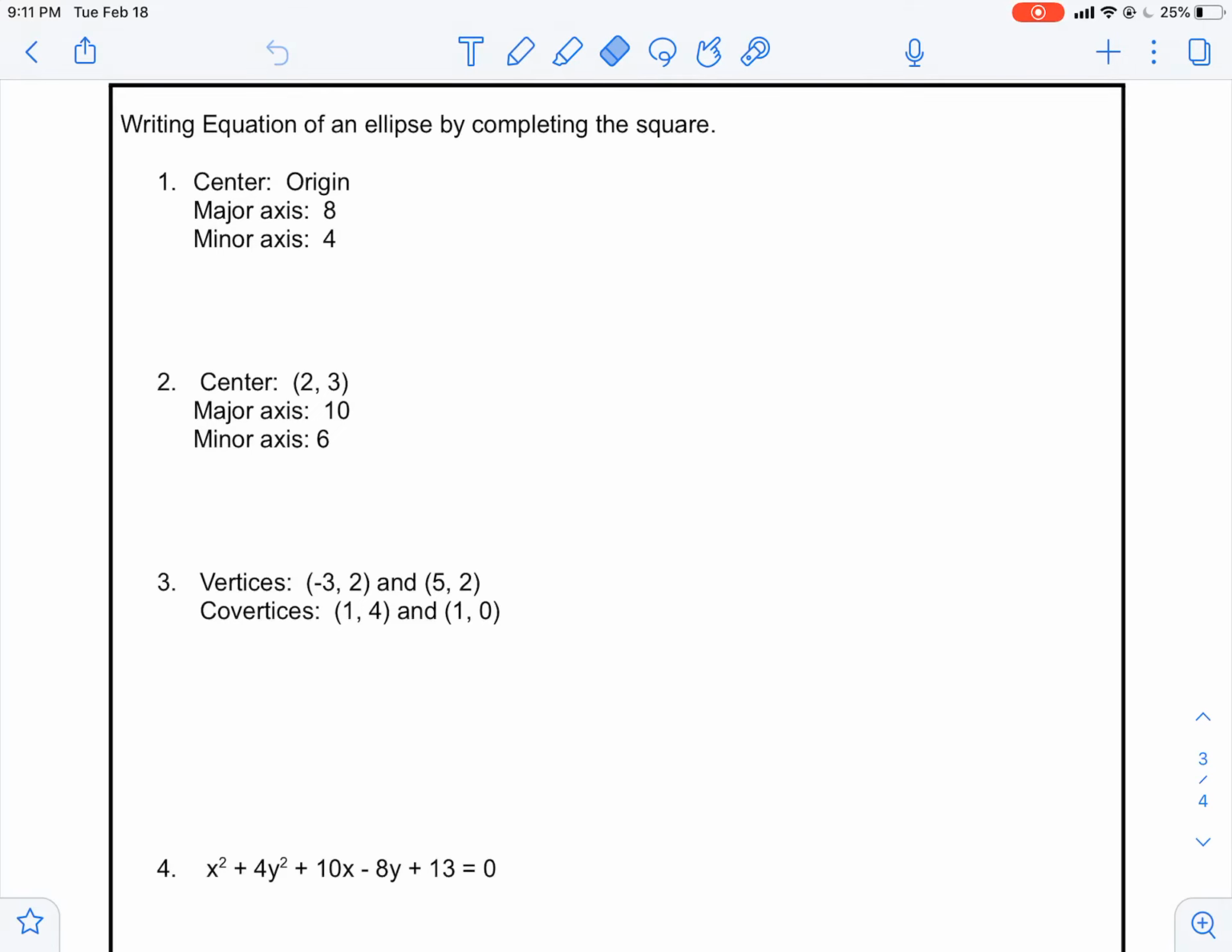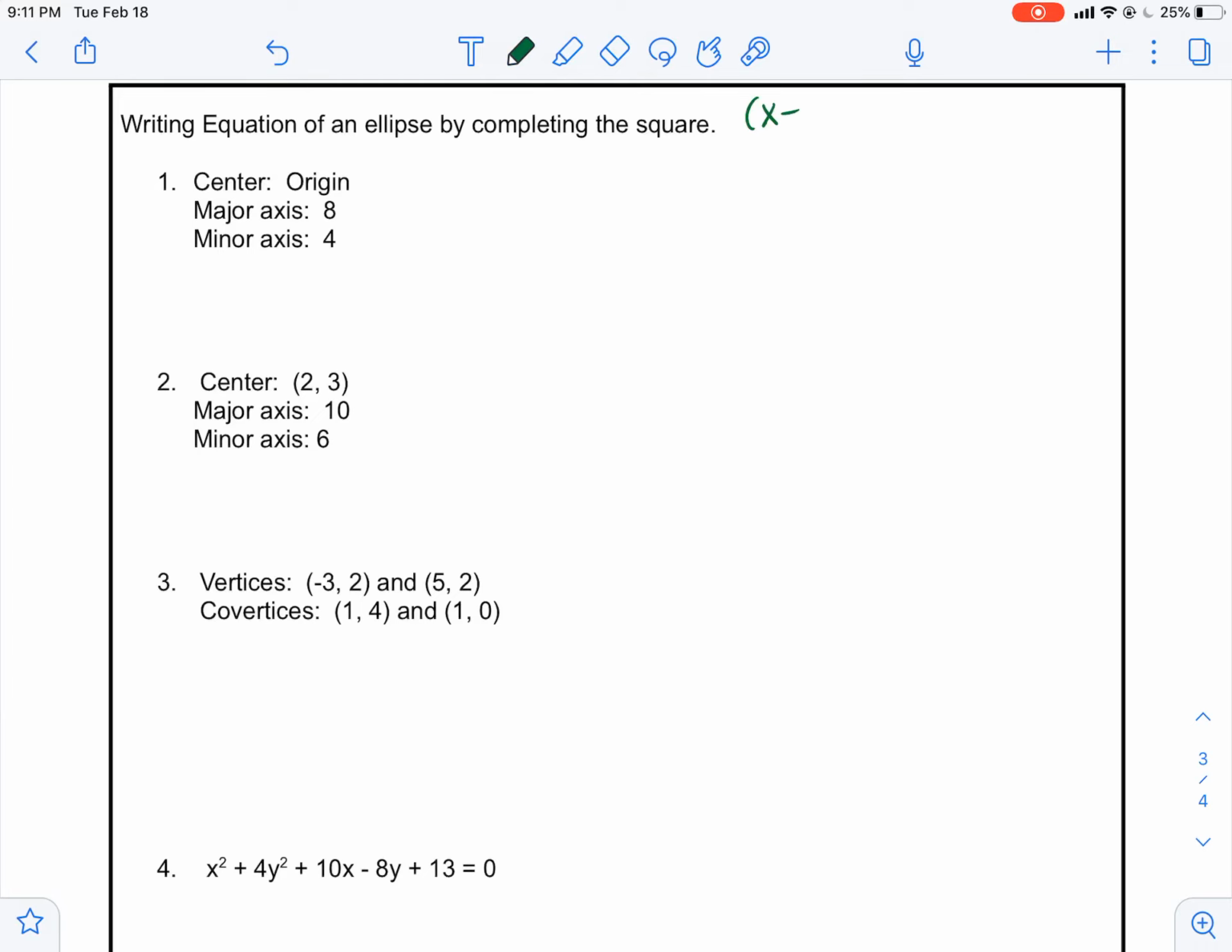Okay, hello and welcome to the video. This is the second one on ellipses, and this time we're actually going to be writing the equations versus being given the equation. Now I want to do a quick review on the formula for the equation of an ellipse.